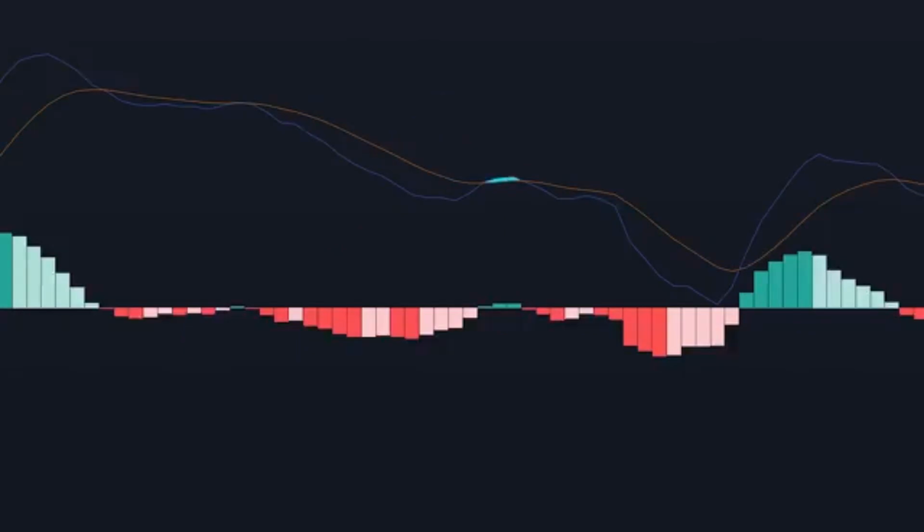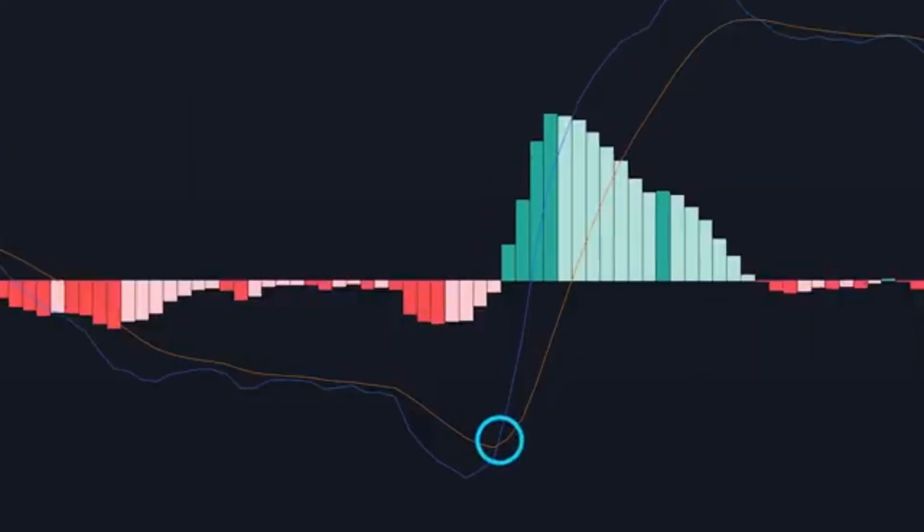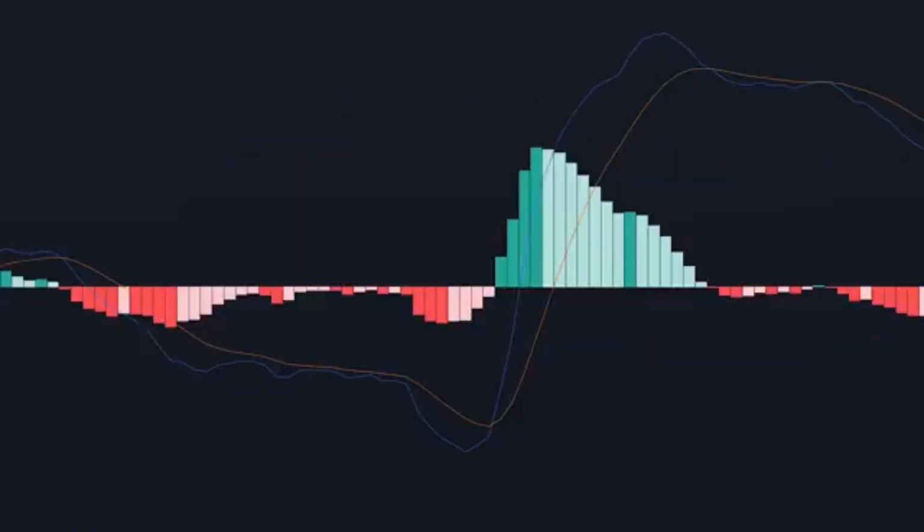So, for example, the smaller the space between the two lines, the smaller the histogram gets. The bigger the space, the bigger it gets. You can also see once the MACD line crosses above the signal line, the histogram turns green. And if the MACD line crosses below the signal line, it turns red. And finally, we have the zero line, which basically represents the center of the MACD indicator.